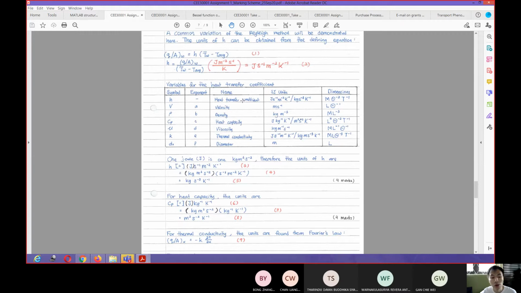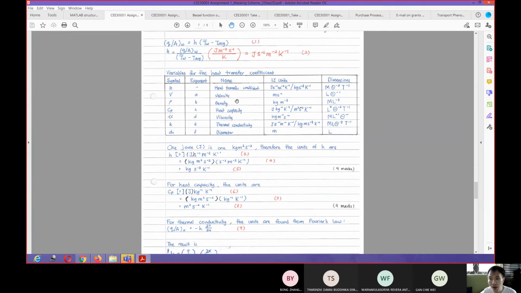Okay. So in here, for the heat transfer coefficient, you need to go into the online resources or your transport phenomena textbook to find what the heat transfer coefficient unit is, and then derive the dimensions. The velocity is also the same, the density also the same, the heat capacity, the viscosity, thermal conductivity, and then the diameter is the same. Okay, so if you derive it in terms of the joule, it will be better to convert the joule into the equivalent units in terms of the mass, length, and time.